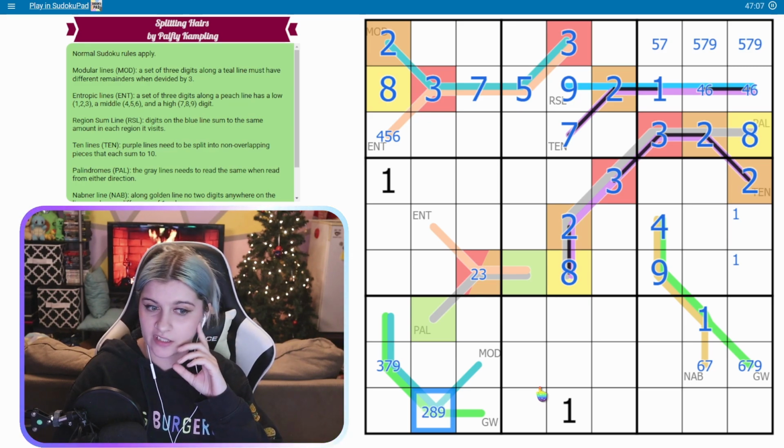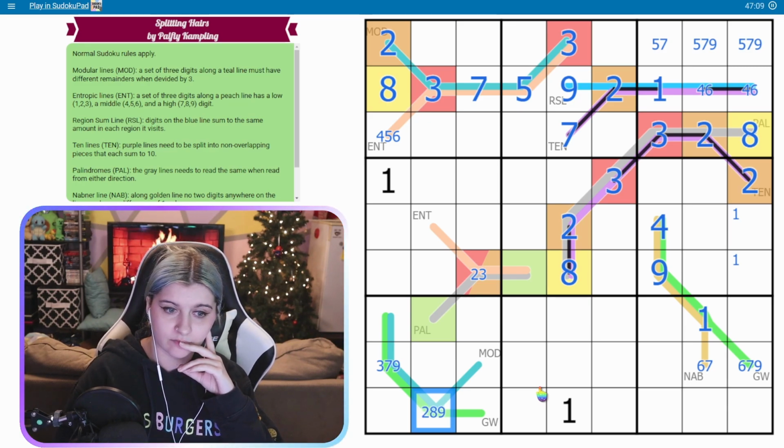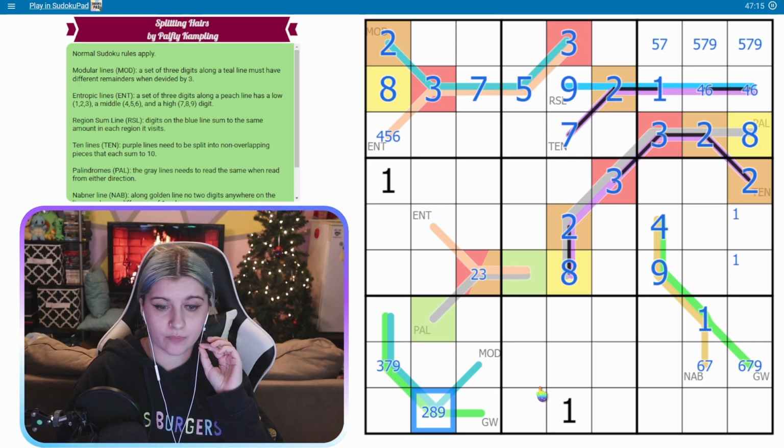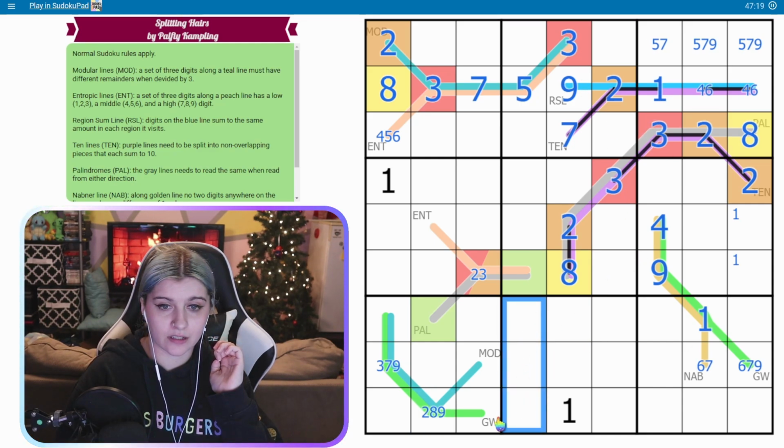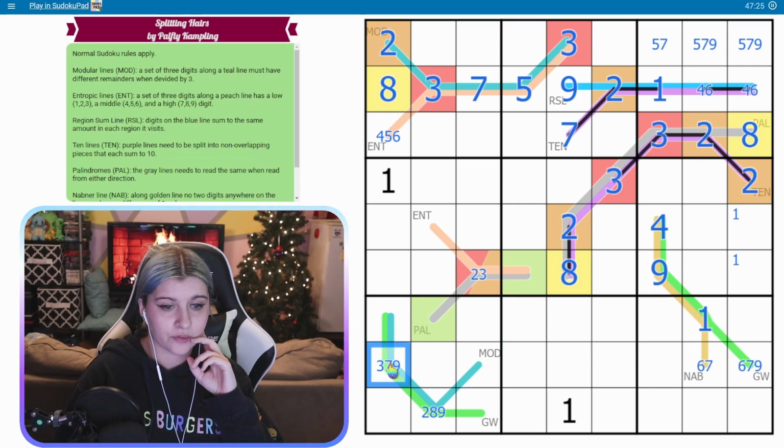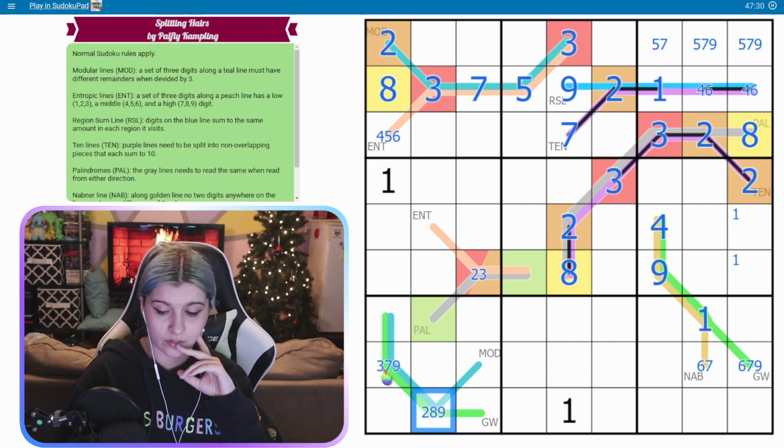Well, if I put in digits and I keep getting to narrow them down, what does this tell me? I definitely have a 2 in this column, and I definitely have a 3 in this column. Okay. 3 and 8 or 9 for German Whisper. It also works for modular. Nope, 3 and 9 does not work for modular.